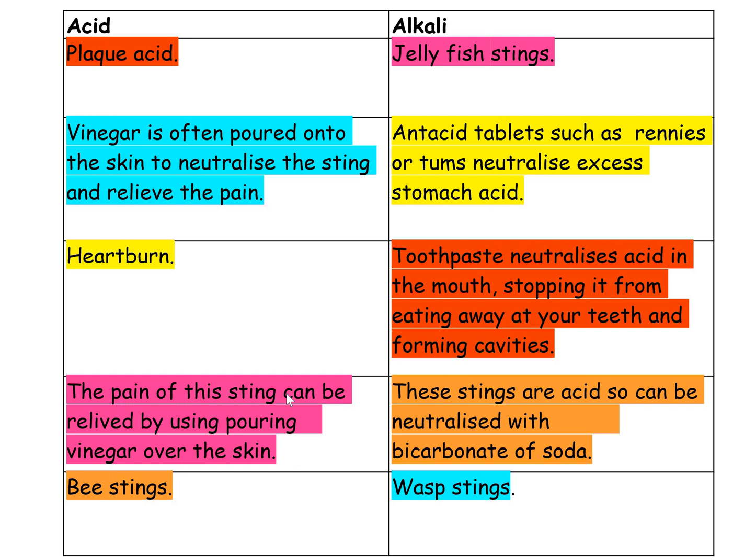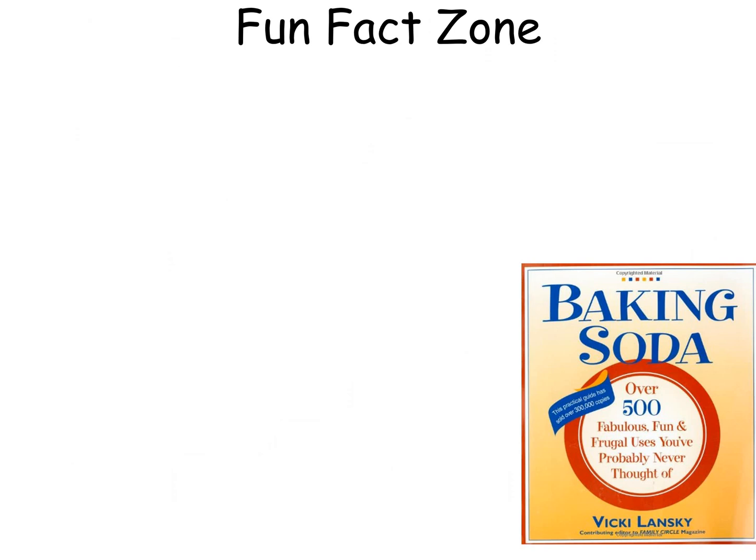Next, the pain of this sting can be relieved by pouring vinegar over the skin. And that could be a jellyfish sting. You could have had these two the other way around. That also would have worked. Lastly, bee stings. These stings are acid, so can be neutralised with bicarbonate of soda. So hopefully you got those pairings correct.